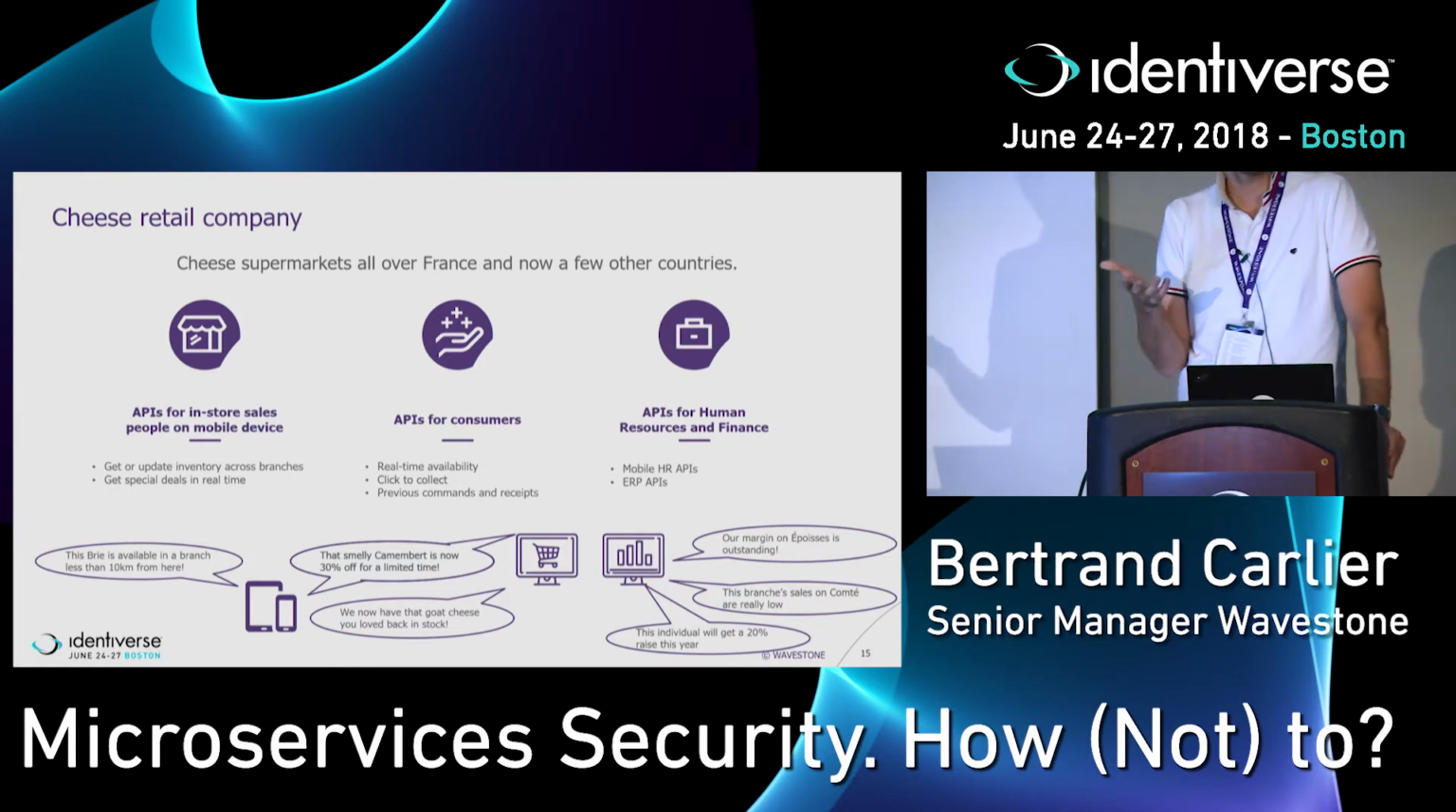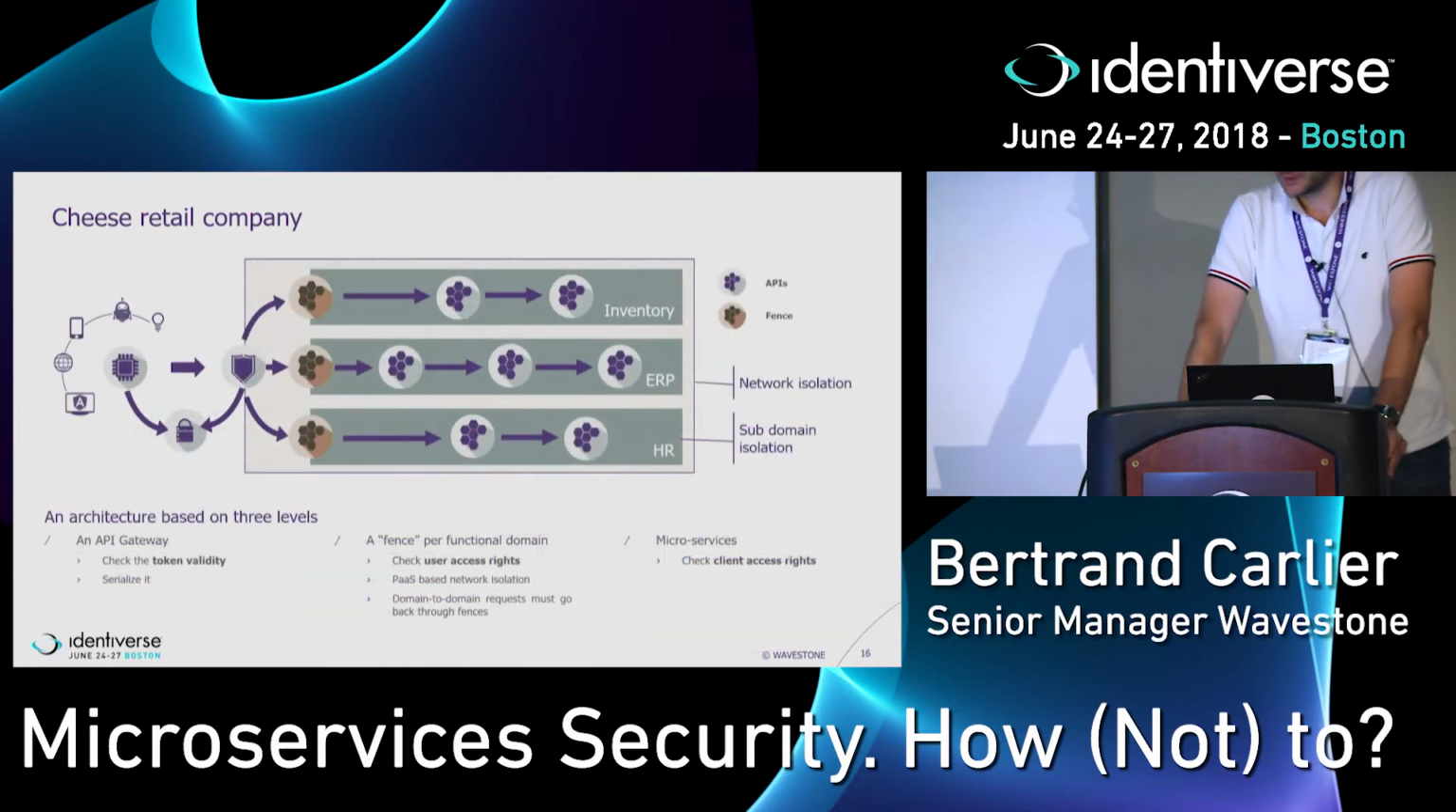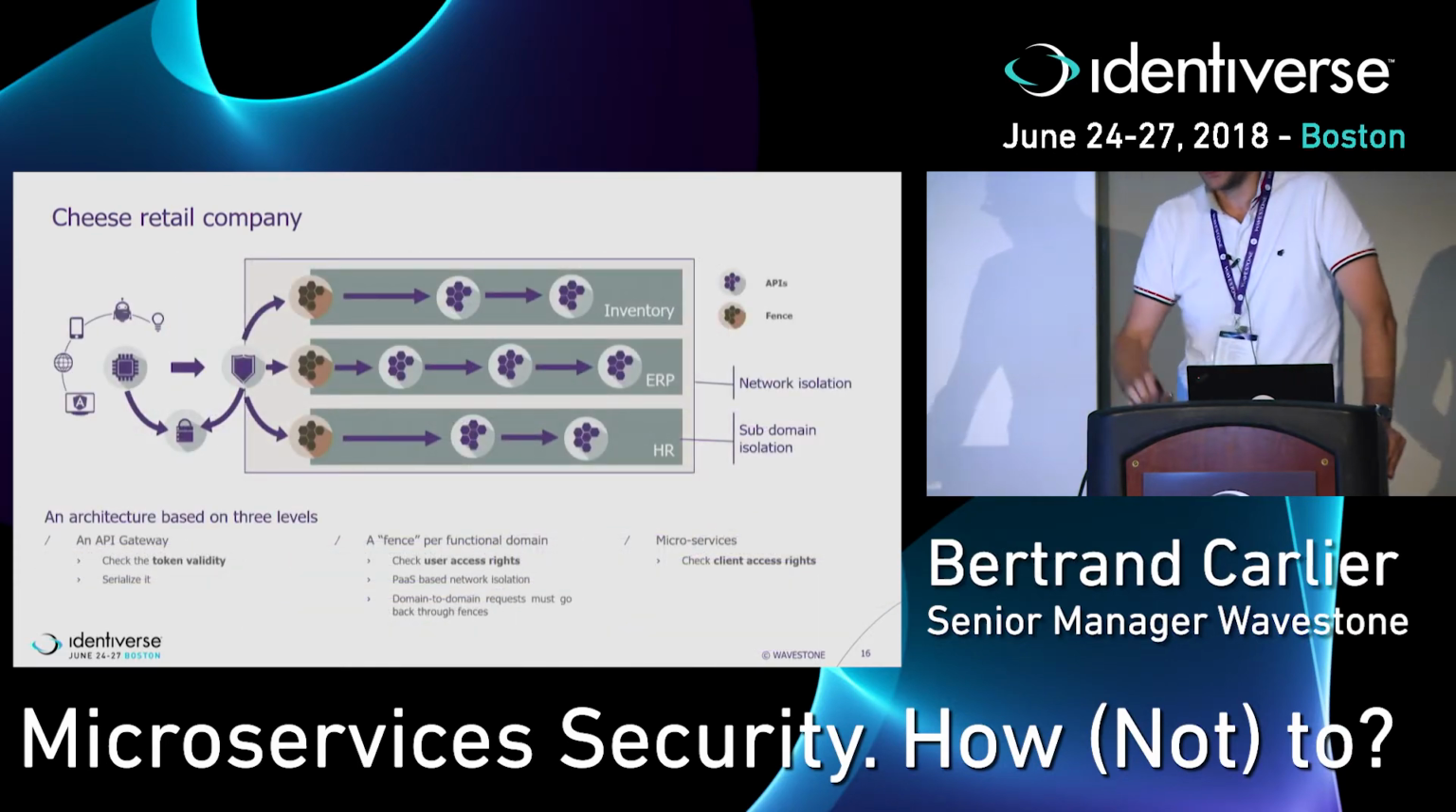that is not so critical in terms of security. I mean, the price list is public anyway. But you also have APIs for more critical information like HR or ERP information. So this is how it looks internally.